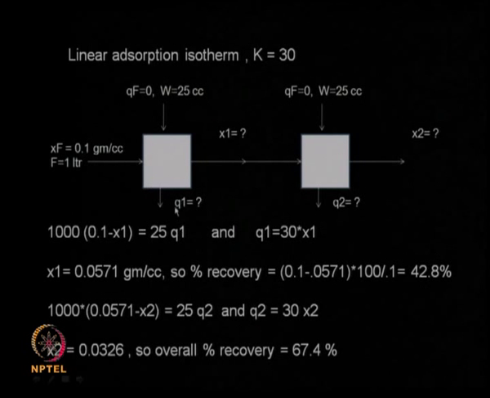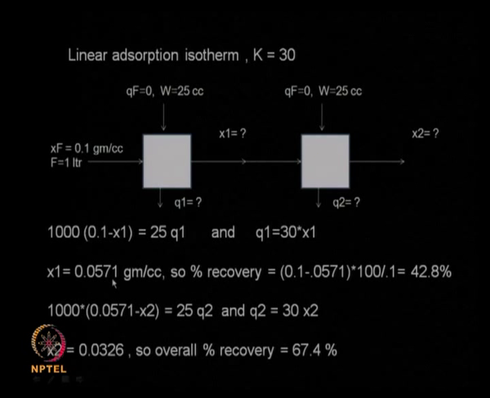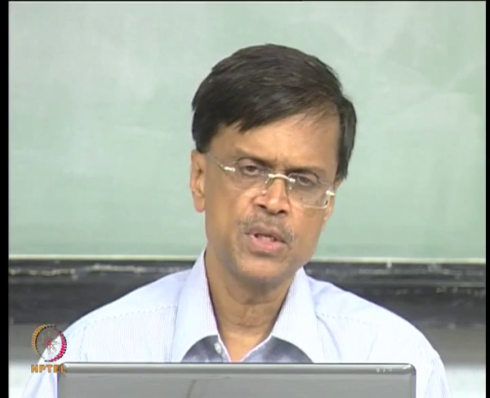Now Q1 is the concentration of the solute in the adsorbent, which is given by this linear isotherm. So Q1 equal to 30 x1, so we can substitute this Q1 with this particular term and solve for x1, and we will get that x1 is equal to 0.0571. So the percentage recovery will be, you are reducing it from 0.1 to 0.057, so you just do 0.1 minus 0.057 multiplied by 100 divided by 0.1, that comes out to be 42.8% efficient. So this particular stage helps you to adsorb 42.8% of the solute of interest.